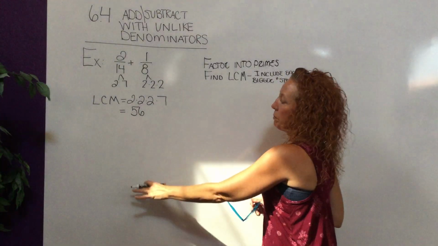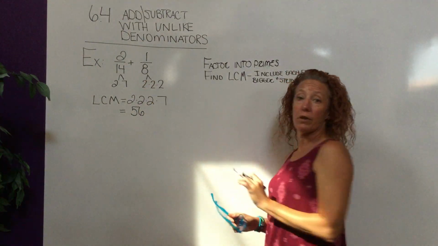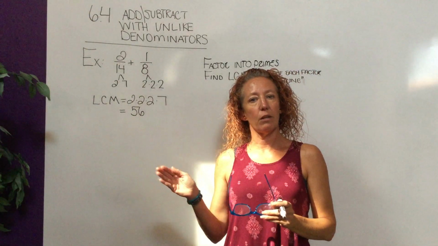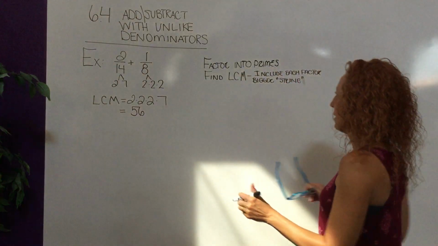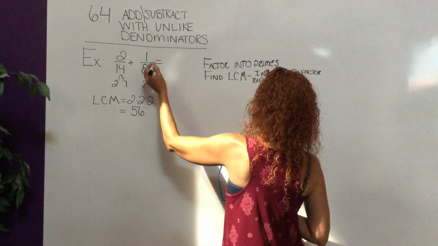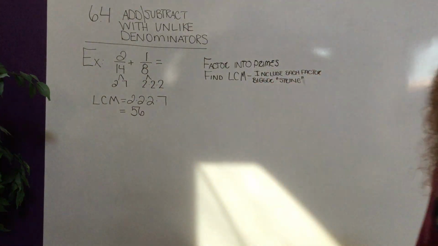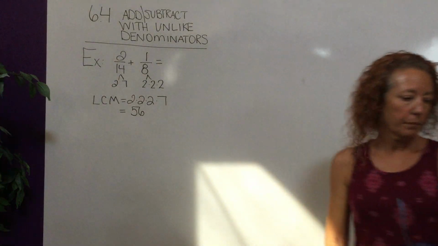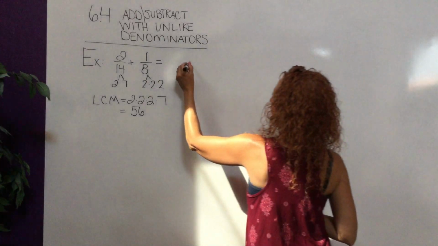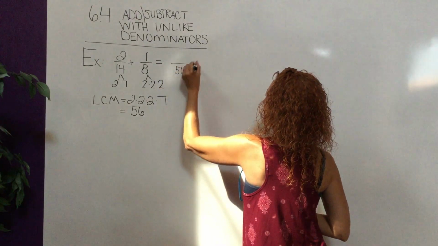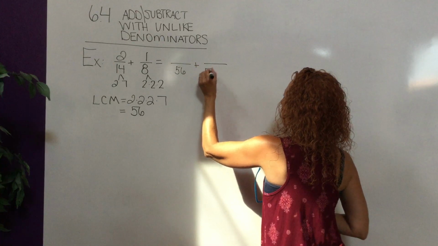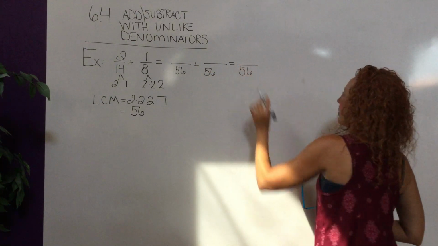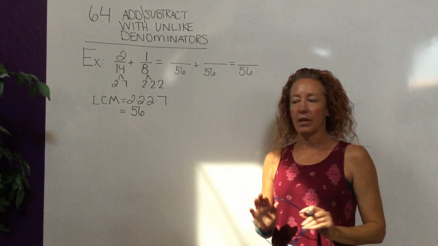Some students prefer to work down, others prefer to work across. It is just personal preference. I think your book will show you examples both ways if you look at the electronic version of the book. Let me give myself just a little bit more space here. All right, so I'm going to have something over 56 plus something over 56, and then when I add those two answers together, my denominator will stay 56.